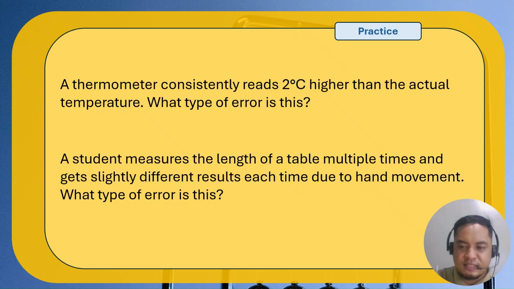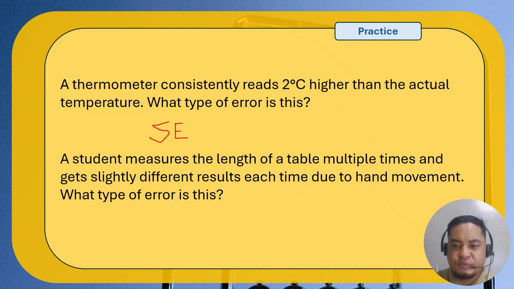So it's consistent, very consistent. It's not random. So therefore, it generates 2 degrees Celsius higher than the actual temperature. It's not the accepted value, and it consistently reads 2 degrees Celsius higher. So that's going to be a systematic error. Okay, I'm very sorry for my handwriting. Systematic error.